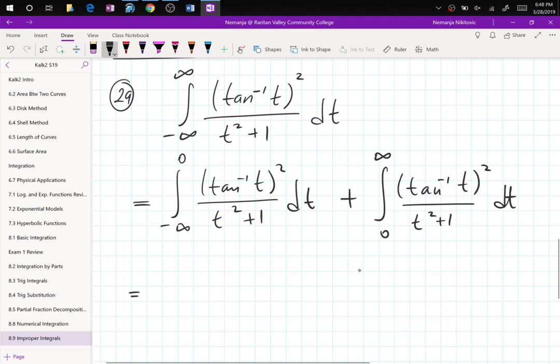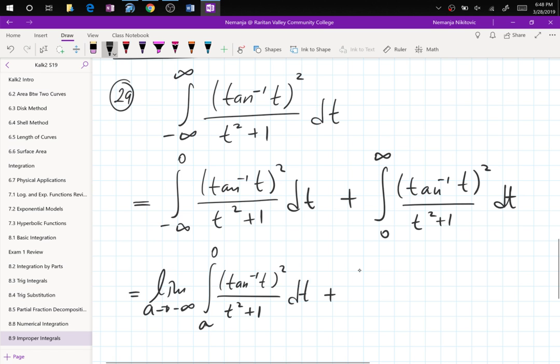In the next step, we get to plug in the limits. So here's the limit a, lower limit, going to negative infinity, integral a to 0. I gotta write this stuff again and again and again. Who picked this problem? Plus limit b goes to infinity, 0 to b.